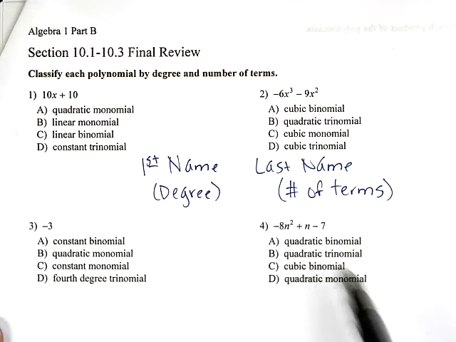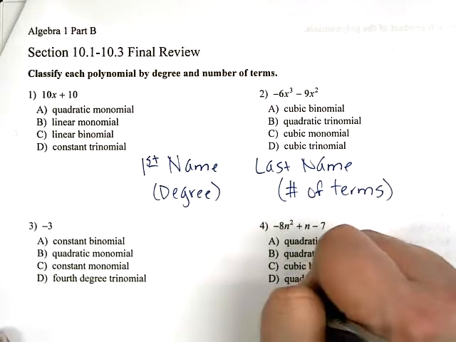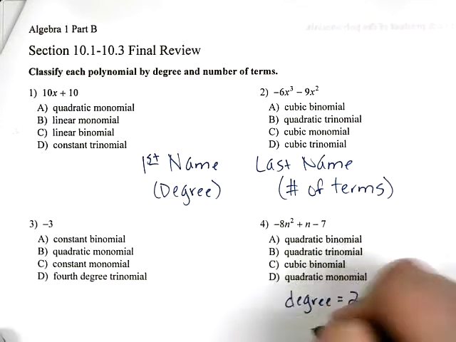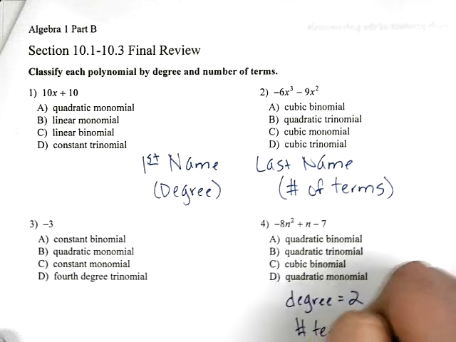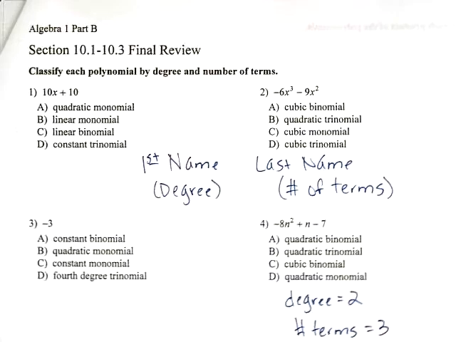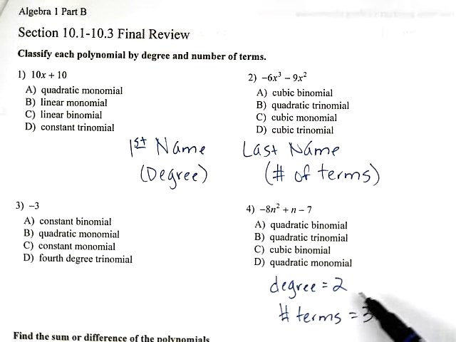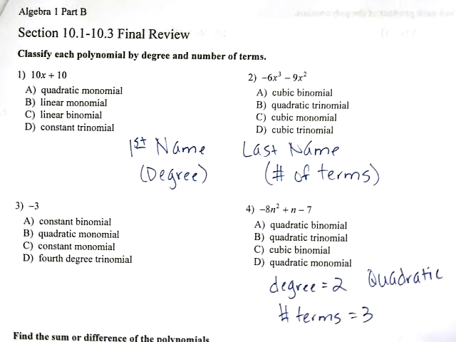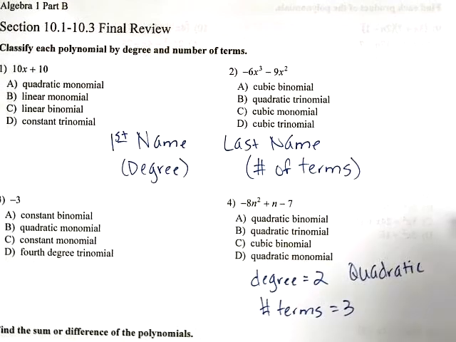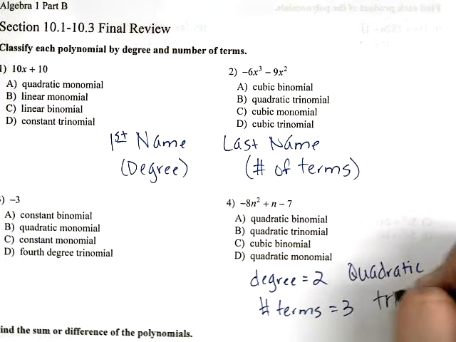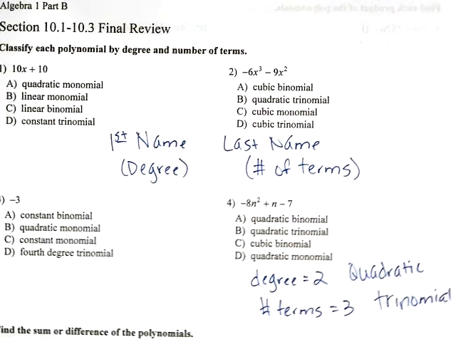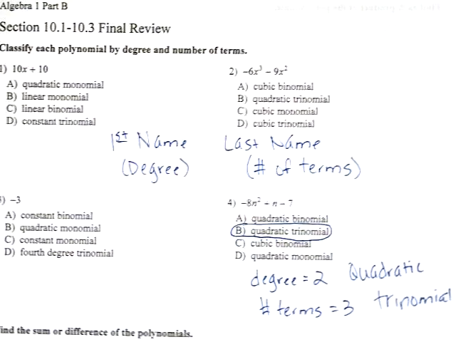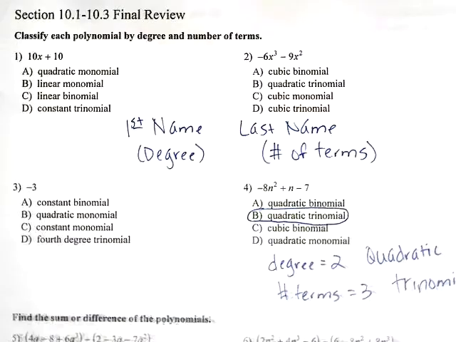So for example, with number 4, my degree is 2, all right, and the number of terms is 3. So my first name has to mean degree of 2. Well, I know that that is quadratic, right? That is pretty much all we learned about all semester, quadratics. And then number of terms is 3, so that is a trinomial. So number 4 here is a quadratic trinomial. That is answer choice B. But that's going to be what I'm looking for in terms of work on these types of questions.